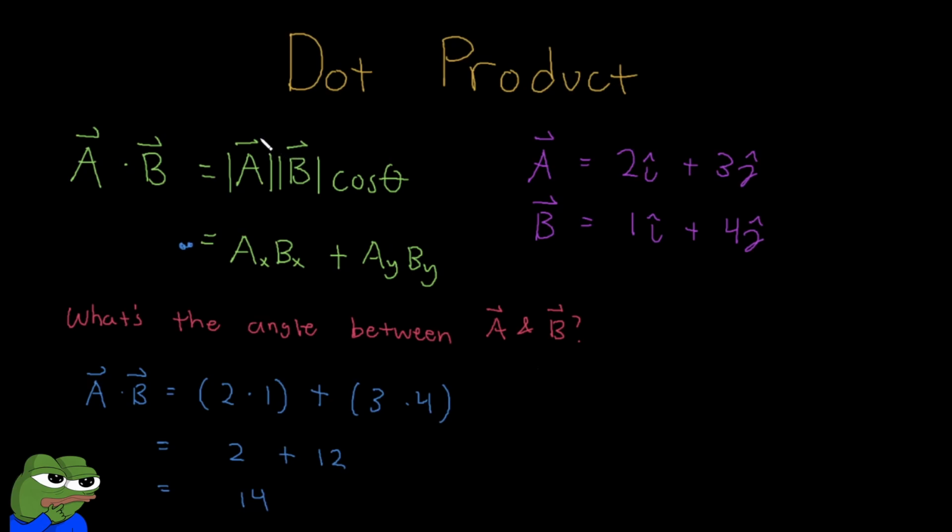Now we also want to take these quantities here, which is the magnitude of A. So the magnitude of A is just equal to the square root of 2 squared plus 3 squared, which is the square root of 13. And the magnitude of B is equal to the square root of 1 squared plus 4 squared, which are these ones, is equal to the root of 17. Now we have everything we need, and we can plug it in to our dot product formula.